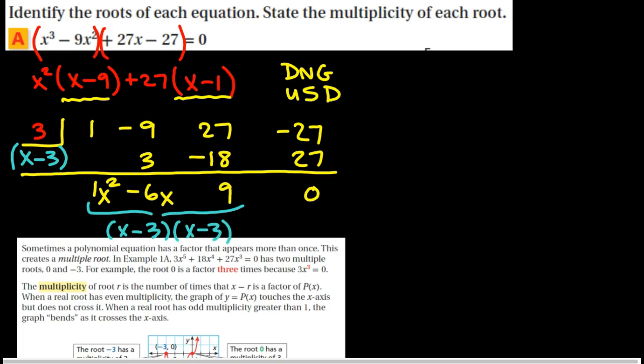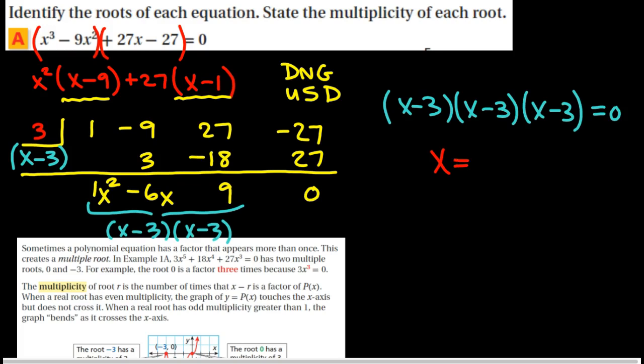And so this polynomial actually was a perfect cube. It was x minus 3 cubed. I'll just write it all up. X minus 3 times x minus 3 times x minus 3. And so the solution is x equals 3. All right?